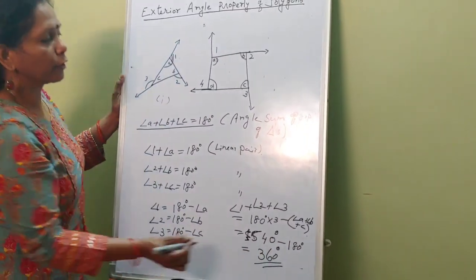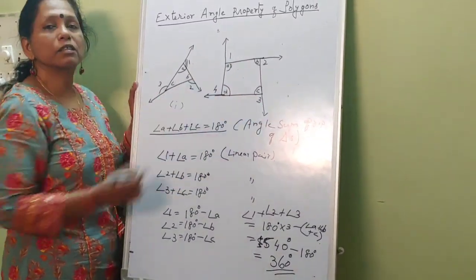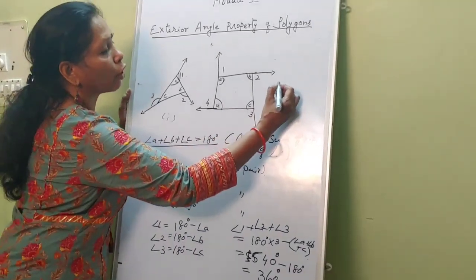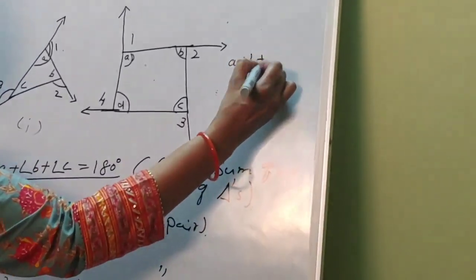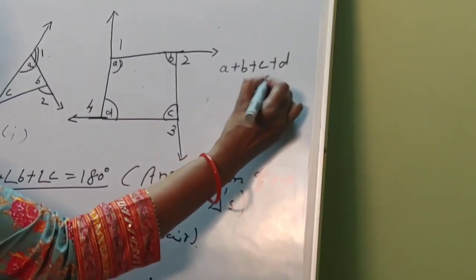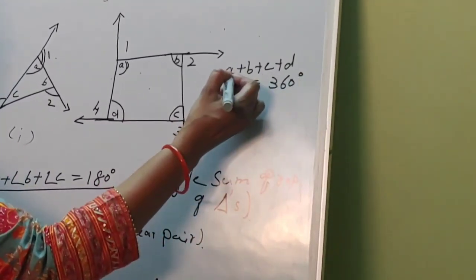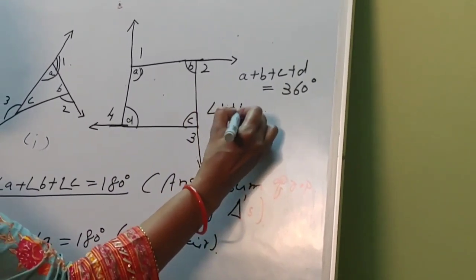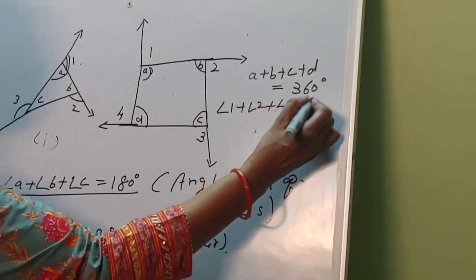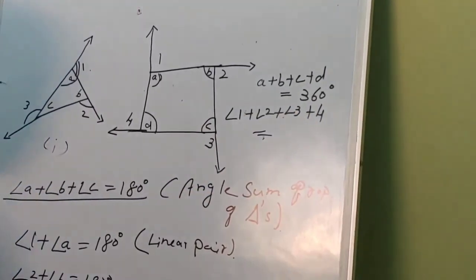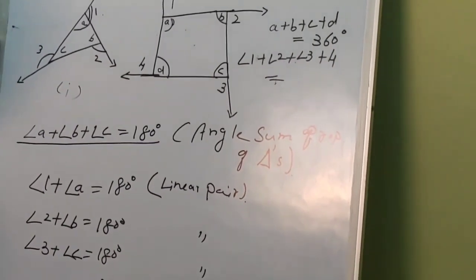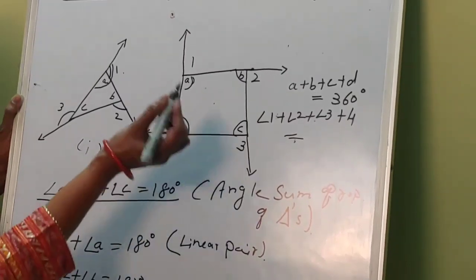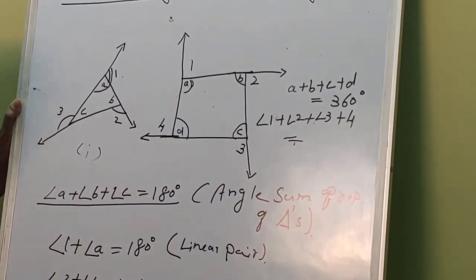360 degrees. Similarly, you can find the sum of exterior angles of a quadrilateral using the same method. I'll show it here in short. We know A plus B plus C plus D is equal to 360 degrees, that we have seen before. Now we have 1 plus 2 plus 3 plus 4 is equal to, same way we'll use this one. Angle 1 is 180 minus A, angle 2 is 180 minus B, angle 3 is 180 minus C, and angle 4 will be 180 minus D.